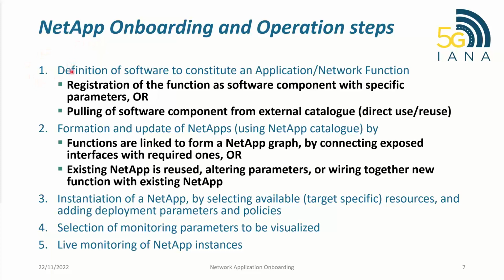The first step has to do with the definition of the software to constitute an application network function. That is basically the onboarding, the registration of the application and network functions. In this case, we go through the process. This is what we will show: registering these functions as software components, so components, functions, the same thing, with specific parameters, editing and adding the parameters that are required.